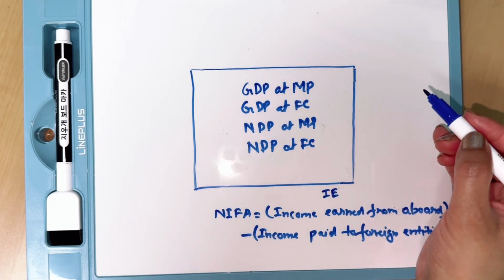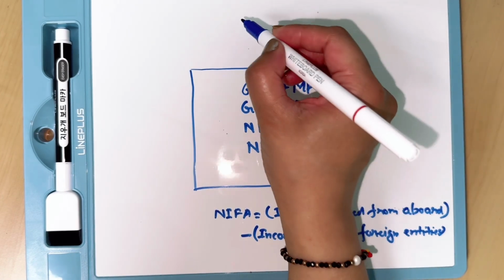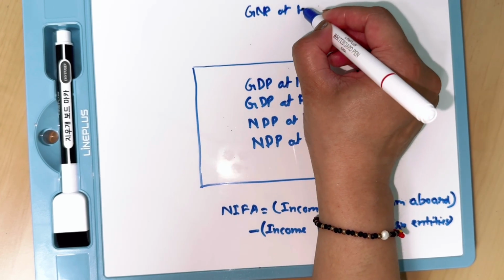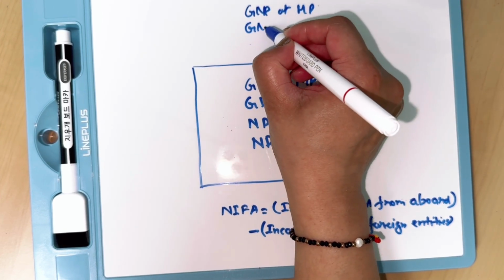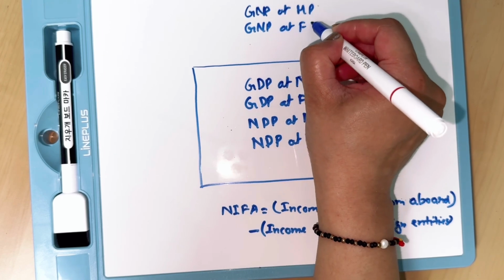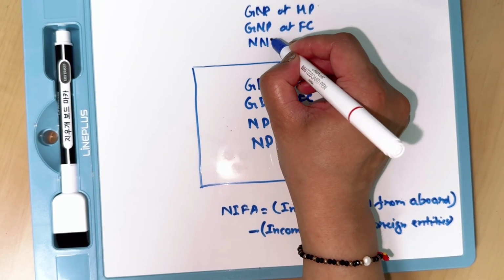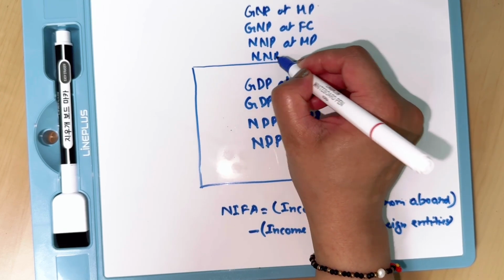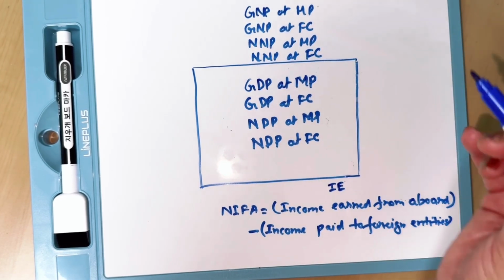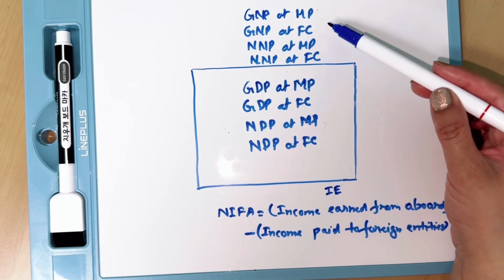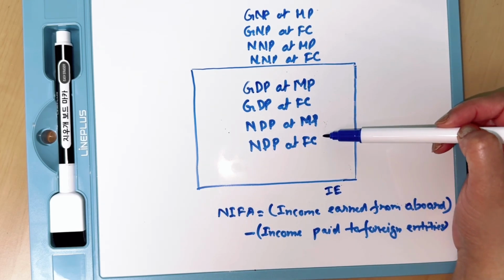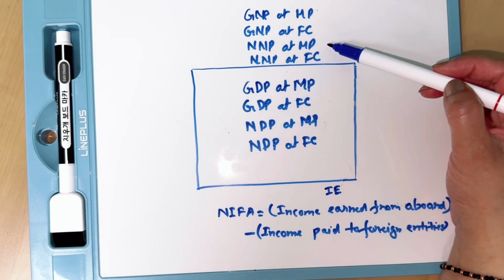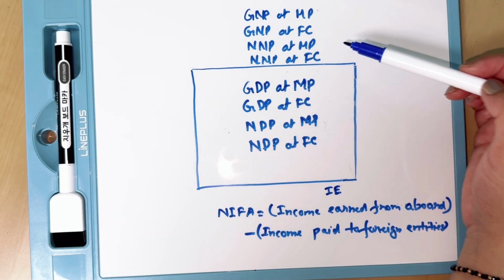When we are adding net factor income from abroad to GDP, we are arriving from domestic product to national product. There are four national income aggregates, which are GNP at market price, GNP at factor cost, NNP at market price, and NNP at factor cost. So we have 8 aggregates. 4 of them are domestic product and 4 of them are national product aggregates.